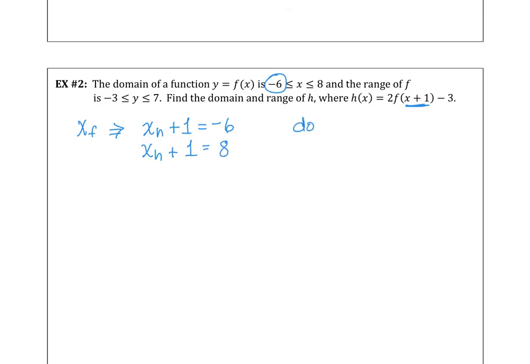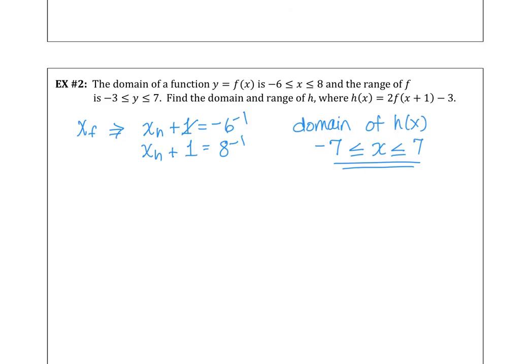So thinking about the domain for our new function, h of x, if we subtract 1 from both sides, the domain is going to go from -7 to +7. This is the domain of our new function. Now think about the range. What affects the range? The 2 in front of the f of x affects the range, and the -3 affects the range. Whenever there was a multiple of a out here, that changed the y, and -3 on the k value changed the y.